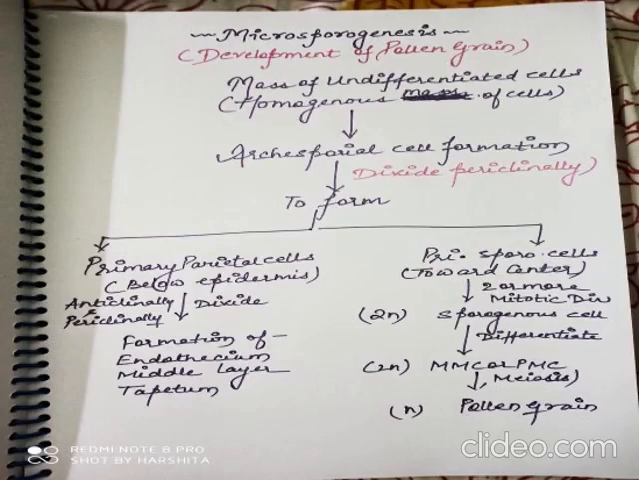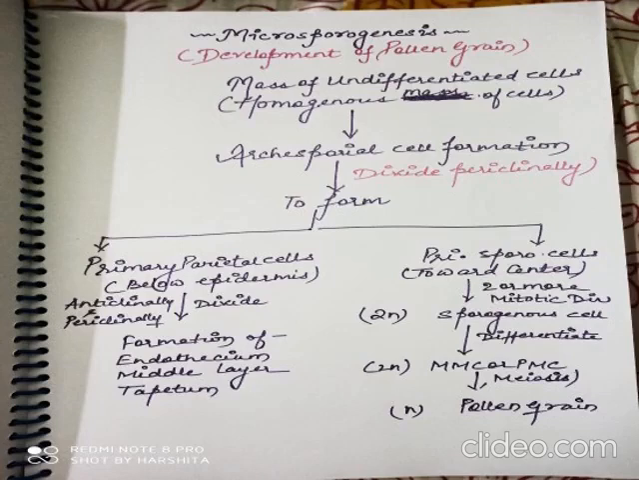See the microsporogenesis, how the development of the pollen grains takes place. First of all, I have told you that there is a mass of undifferentiated cells. If we recall the structure of the anther, we know that it is made up of 4 layers of cells. Out of those 4 layers, how is the outer layer of cell wall formed, and how are the cells inside, the sporogenous tissue cells towards the center, formed? So this is the way to explain the process of pollen grain formation.